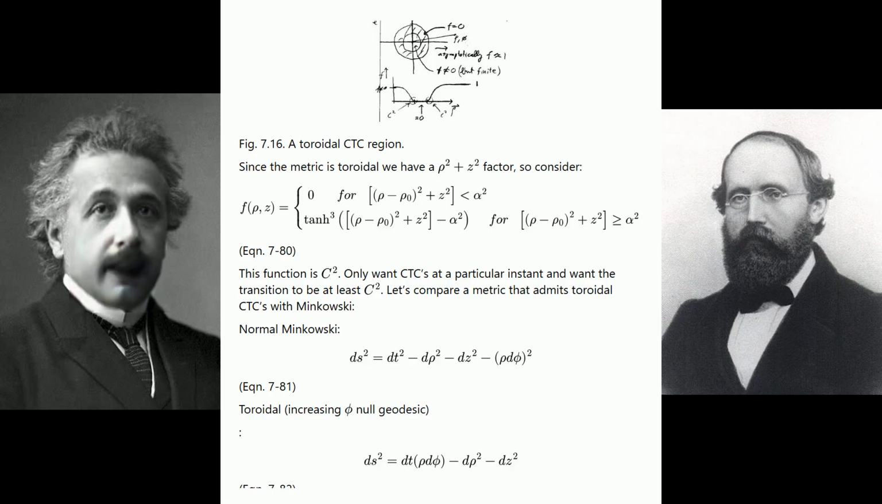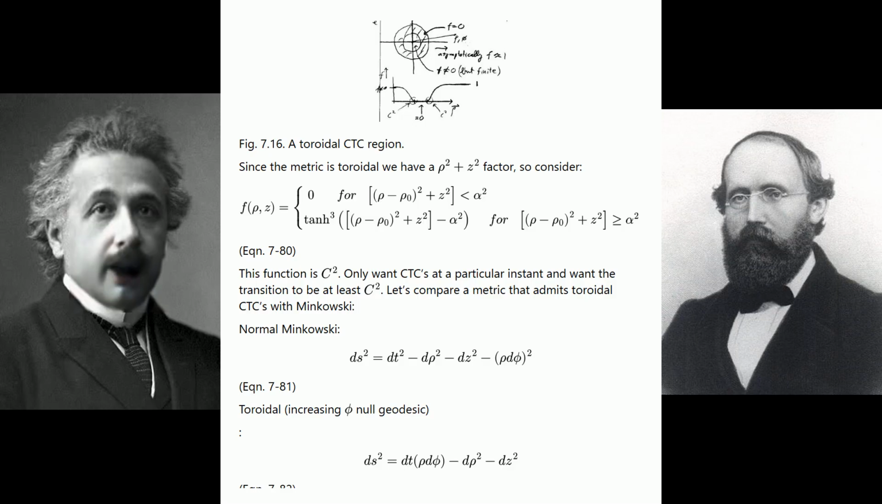Only want CTCs at a particular instant and want the transition to be at least C². Let's compare a metric that admits toroidal CTCs with Minkowski. Normal Minkowski, equation 7-81. Toroidal, increasing phi null geodesic, equation 7-82. Given the above, for the region to exist for only a finite time, we need to let alpha be a function of t. There is the following possibility, see the equation shown, which simplifies to equation 7-83.